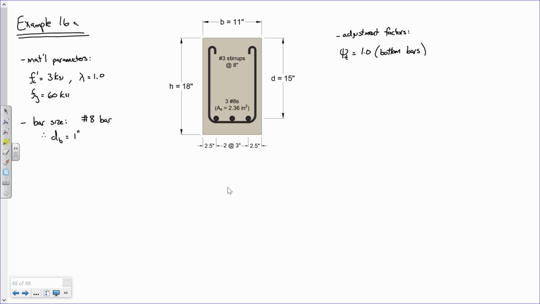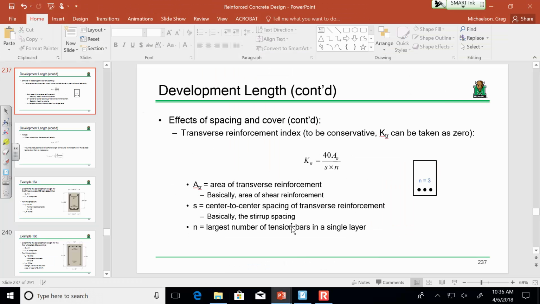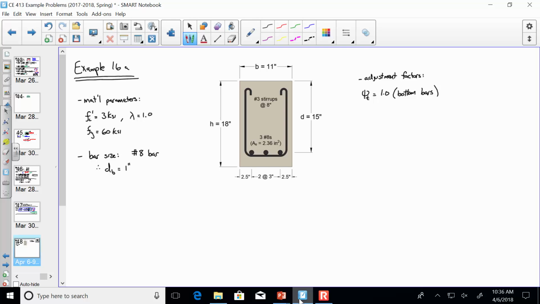I'm going to hop back and forth between the slides, but I want to make sure everybody sees this and understands this. So here's our top bar location factor, and any time that this dimension is greater than 12 inches, this is 1.3. Otherwise, this is 1. So pretty much any time that your bars are on the bottom of the beam, so we're looking at these bars here, that psi t adjustment factor is going to be 1. That's pretty easy, right?